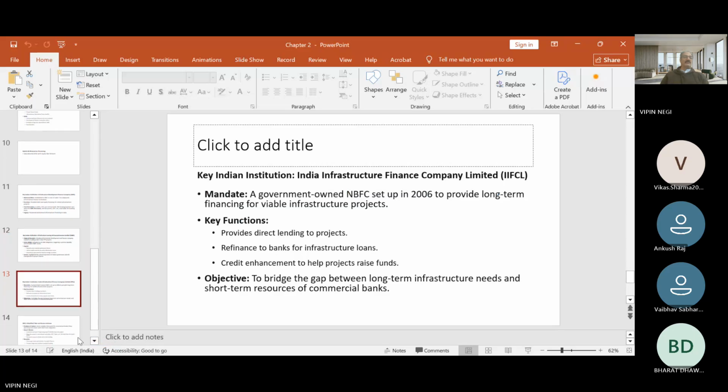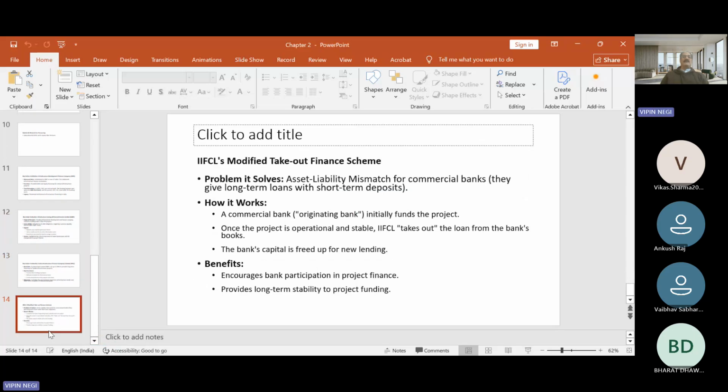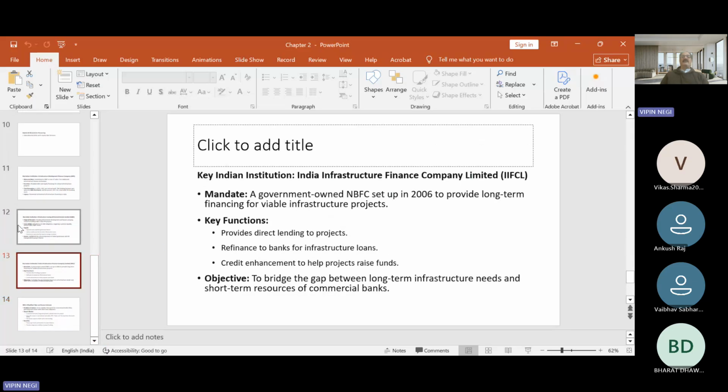So as I said earlier, India Infrastructure Finance Company Limited is also an important agency in India for financing infrastructure. It is a government-owned NBFC which was set up in 2006 to provide long-term financing for viable infrastructural projects. Its key functions are providing direct lending to projects, refinance to banks for infrastructural loans, and credit enhancement to help projects raise funds.